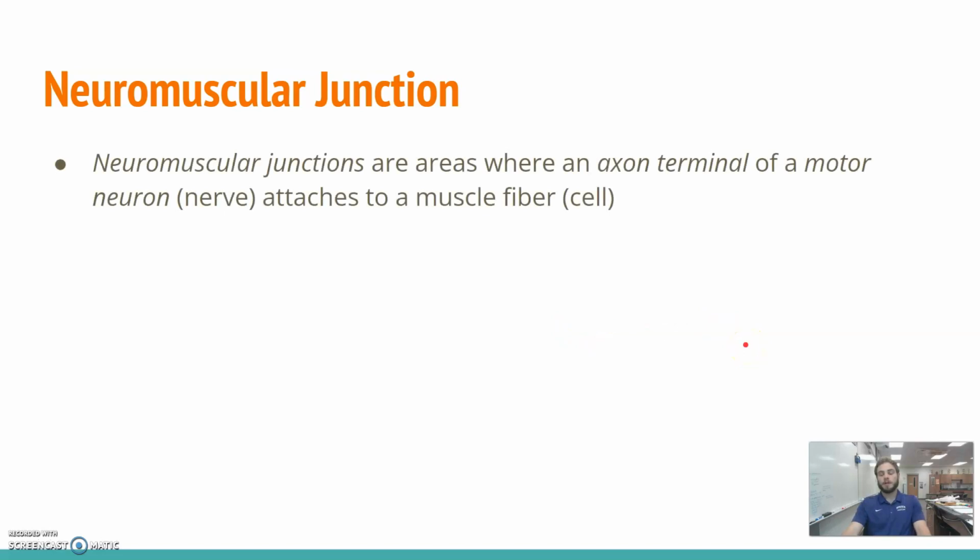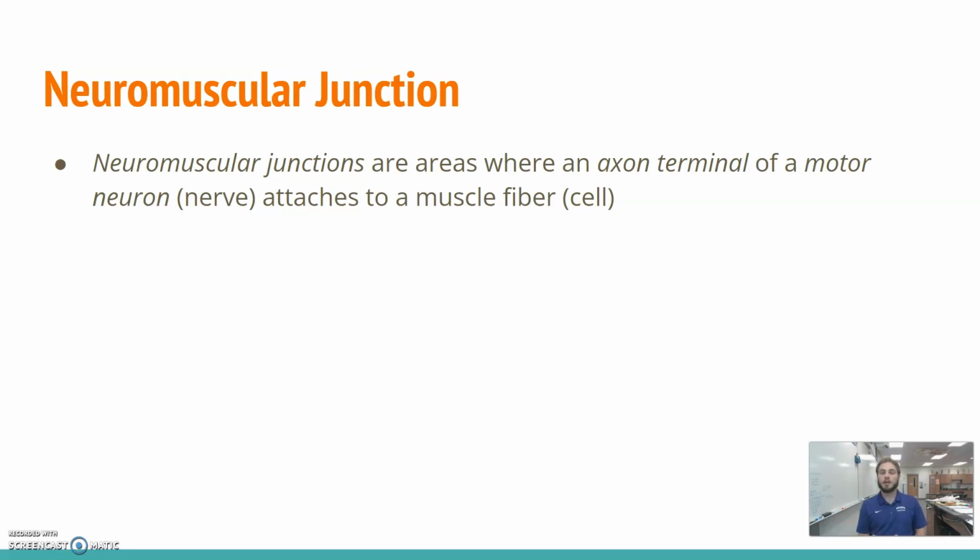So also included, attached to muscle fibers and stimulating sarcomeres, are neuromuscular junctions. These are going to be areas where an axon terminal of a motor neuron is going to attach to that muscle fiber. Now, motor neurons are simply going to be neurons that are responsible for stimulating muscle movement, or motor movement, some sort of movement associated with it.